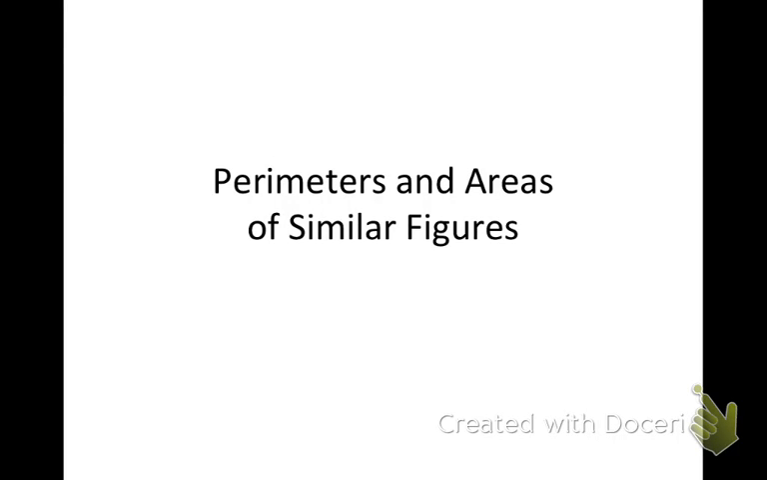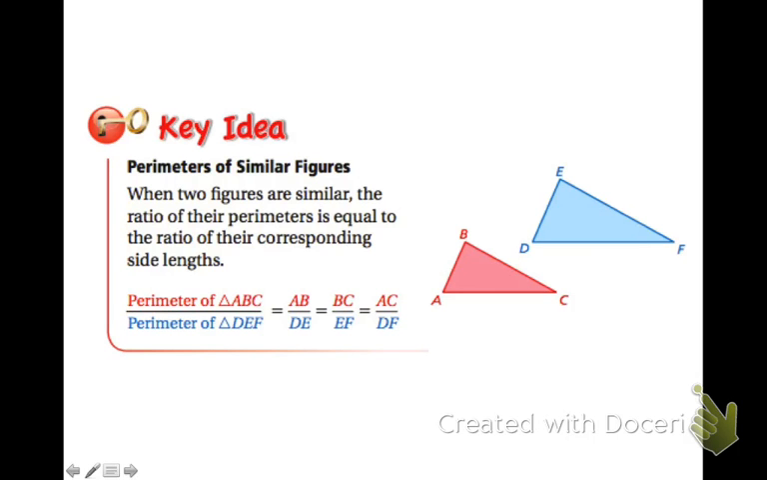Alright, today you're going to be learning how perimeters and areas of similar figures can be calculated. So when we're talking about perimeters of similar figures, when two figures are similar, the ratio of their perimeters is equal to the ratio of their corresponding side lengths. So the ratio of the perimeter of triangle ABC to the perimeter of triangle DEF is equal to the ratio of side length AB to side length DE, or side length BC to EF, or AC to DF.